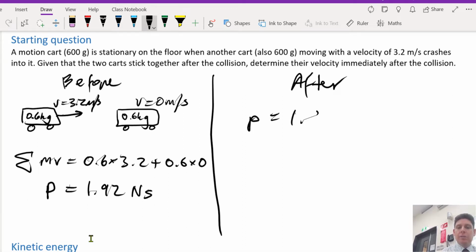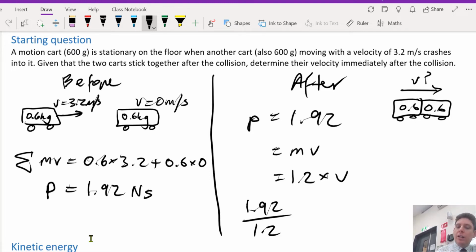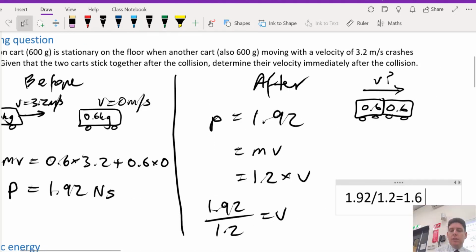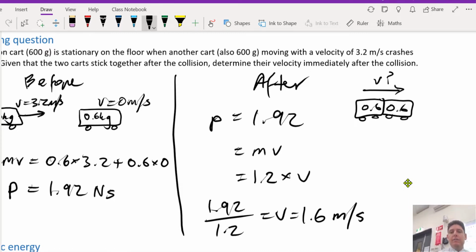So we know the total momentum is this, which is equal to, the carts are now together, they're friends, they're hugging, and they're traveling at some velocity together. We know their combined mass is what? 1.2 kilograms. We don't know the velocity. So we do 1.92 divided by their combined mass to get the velocity. So their combined velocity after the collision is 1.6 meters per second.